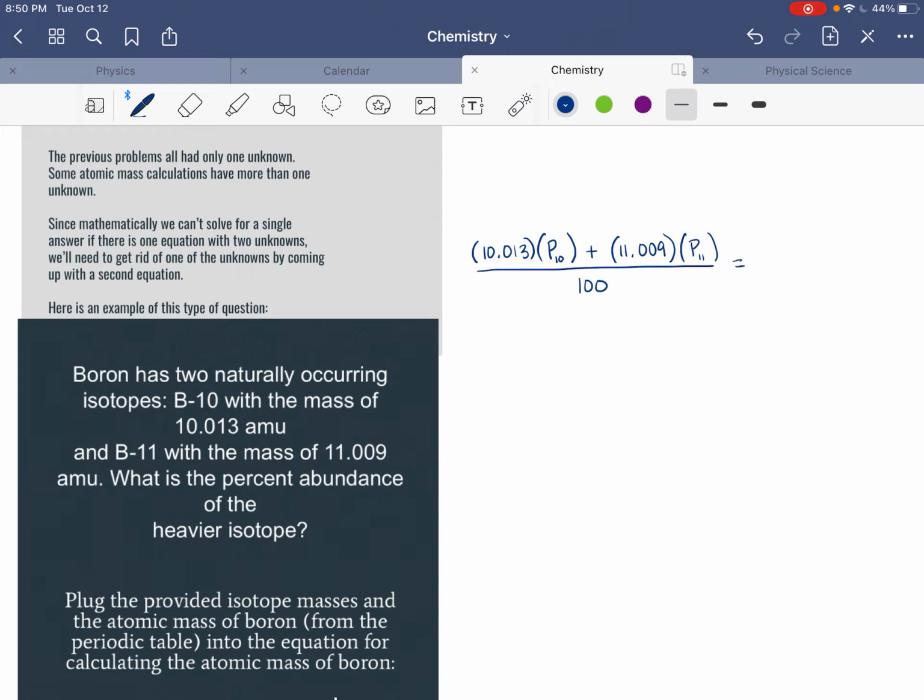And like it said in the hint, we're going to have to look at the atomic mass of boron in the periodic table in order to determine. So if we go to the periodic table and look at it, we see that the average atomic mass for boron is 10.81. Okay, so like it was saying in the problem, we do have two unknown variables. We have P10 and we have P11, so they're different from each other. So we can't just use this single equation in order to solve for this.